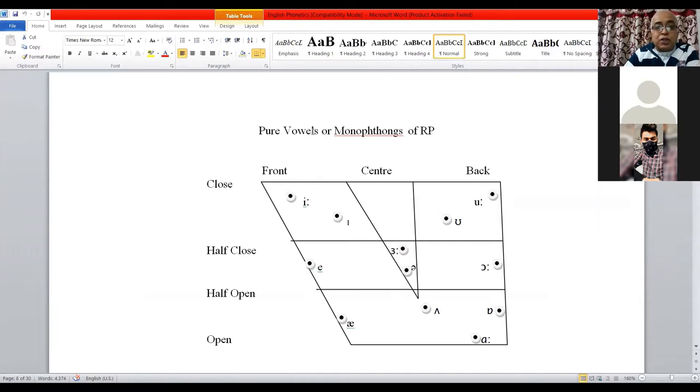Now we'll discuss the vowels or the pure vowels, which is also known as monophthongs. Yesterday we did the consonants. Now whenever I talk of consonants or vowels in this class, I mean consonant sounds and vowel sounds. If I mention consonants, I mean consonant sounds. If I mention vowels, I mean vowel sounds.